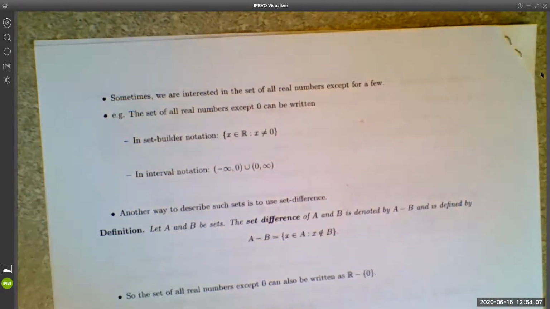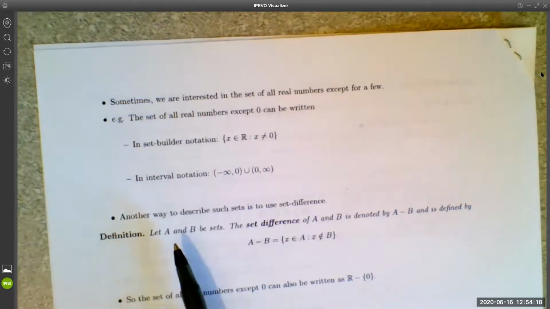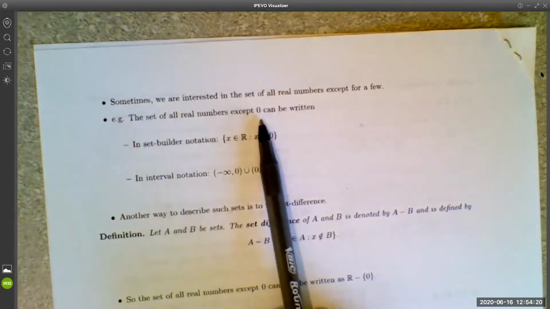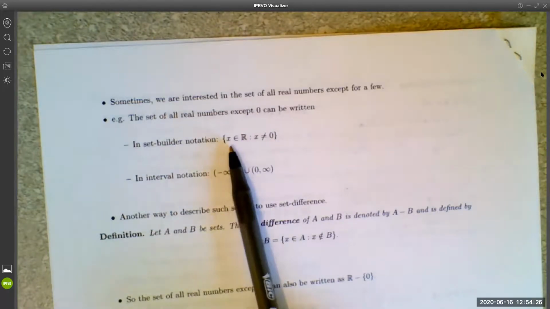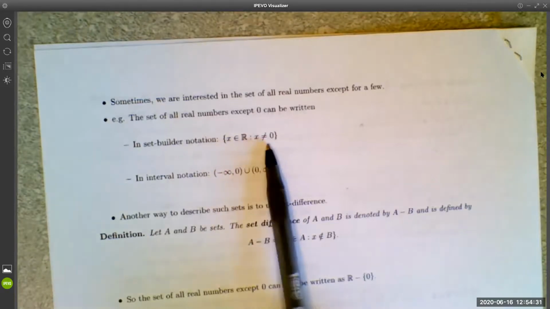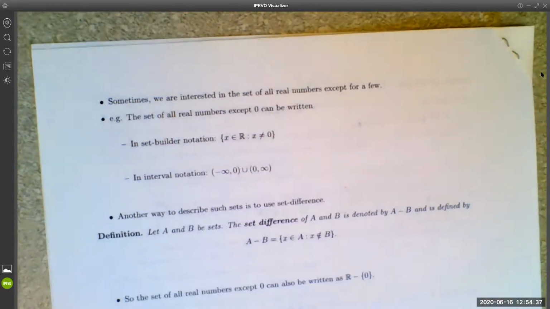Sometimes we're interested in the set of all real numbers except for a few. In those cases, there are several different ways that we can write down the set. So for example, let's say that we wanted to describe the set of all real numbers except for 0. We could write that in set builder notation this way. We could say we're interested in the set of all x in R, where x is not 0. Okay, so that's one way that we could describe that concept.